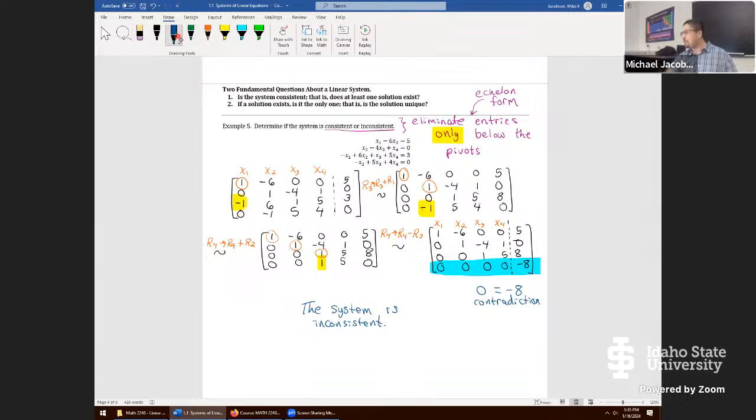But that would have been remarkably hard to see just from the ordinary system. There's no way I can tell just looking at those if it's consistent, whether it has a solution or no solution at all. We had to just work it through in the row reduction.